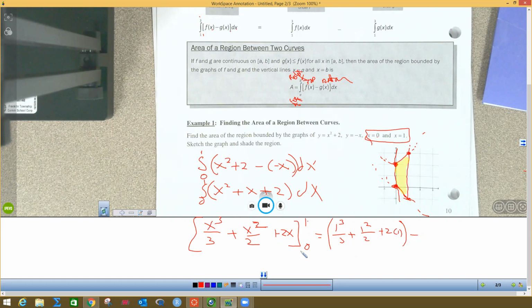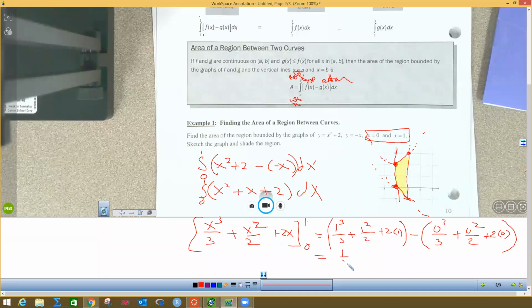Then it's minus plugging zeros in for the rest, and this is the lower limit. You do need parentheses around this because you do have to distribute the negative sign. So maybe the 2 times 0. Okay. So that right there is your answer, but we're going to go ahead and simplify this.